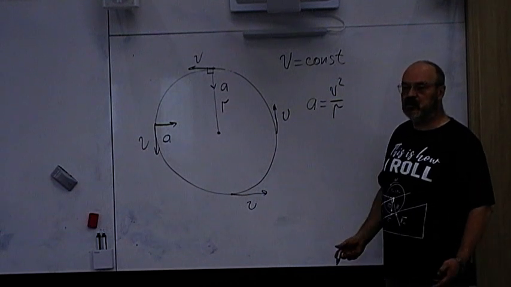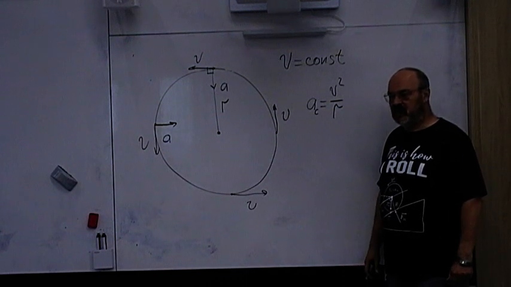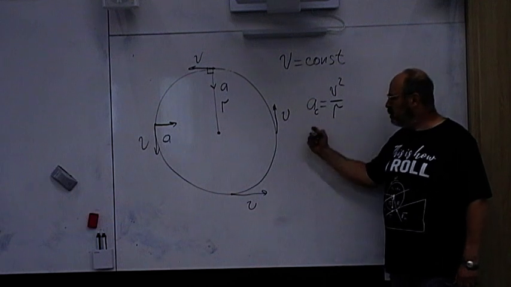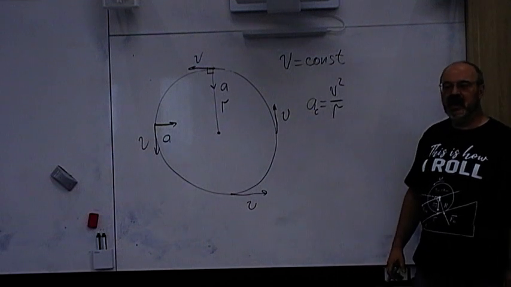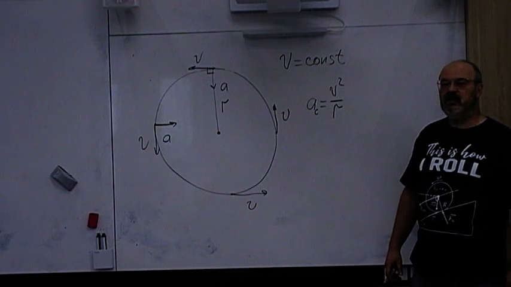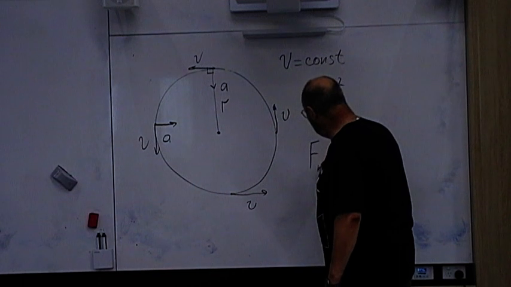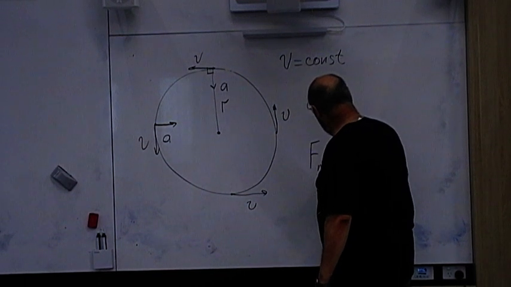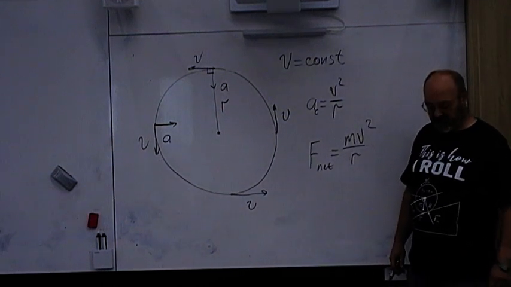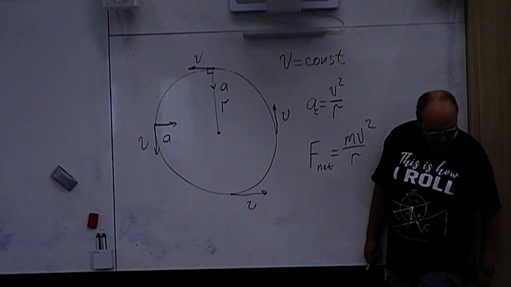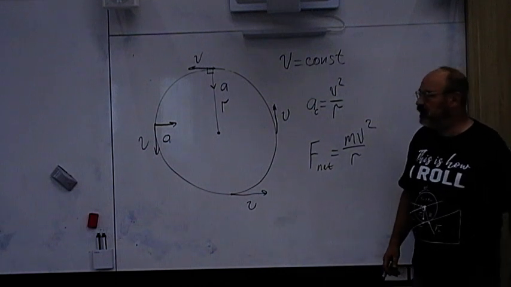And since it is directed to the center, that's why it's called centripetal acceleration. We have little a_c, centripetal acceleration. And according to Newton's second law, force equals ma, so you'll have the net force equal to mv squared over r. And this force is called centripetal force because it's directed to the center.